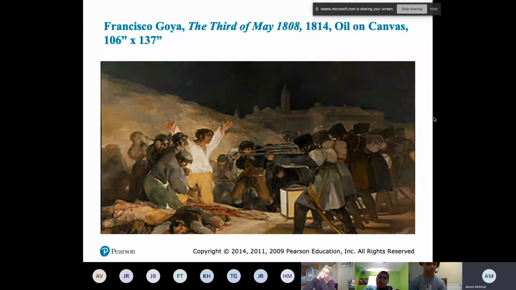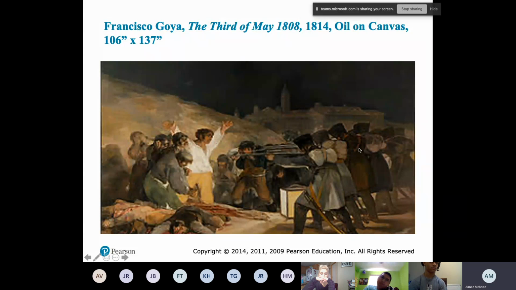Normally, paintings this large at this period of time would only be for religion or historical purposes. History being like not just 1808, but like Greek history or Roman history, so really old history. So it's unusual for this to be this large. But here we see Goya's commentary on the Napoleonic Wars coming to a head.